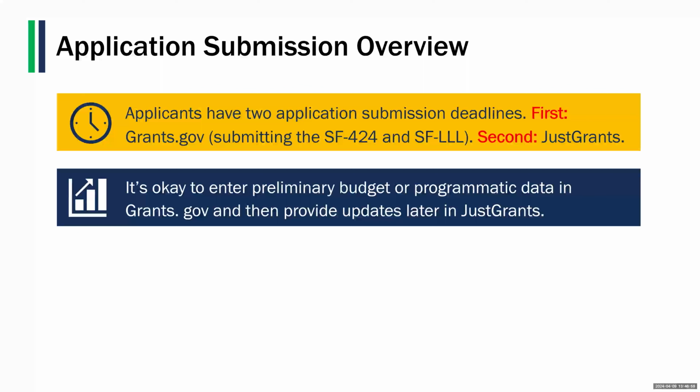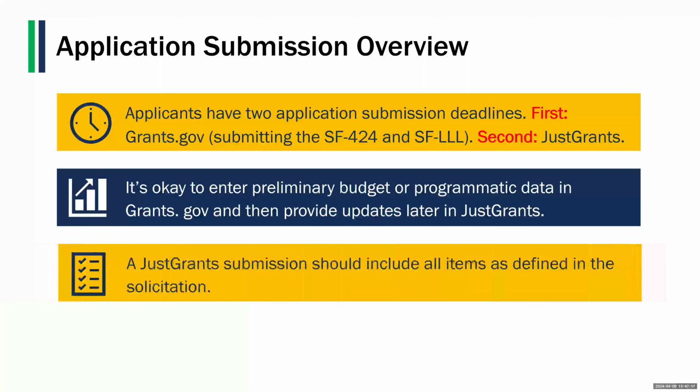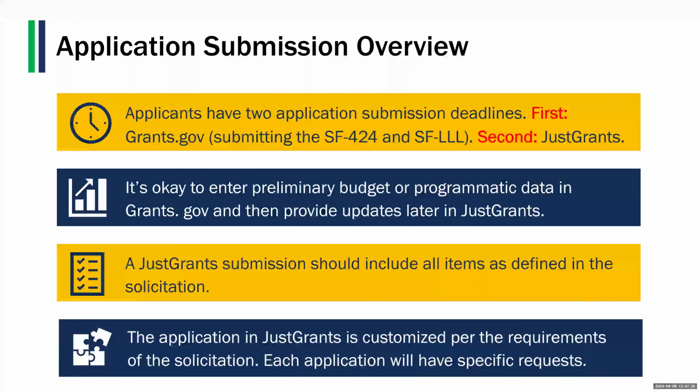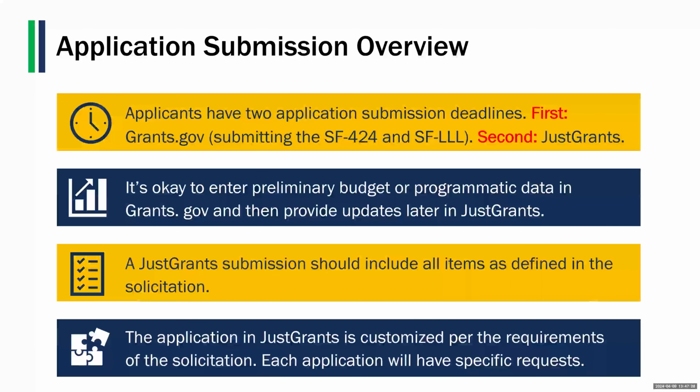All right. So we say that it's great to submit early to make sure that you're getting everything in. It is okay to enter preliminary information in grants.gov if you haven't fully determined your budget or your project scope. You can edit or update it later in Just Grants, right? Now, all items requested in the solicitation for an application submission have to be in your application when it is submitted from Just Grants. And lastly, your applications are customized based on the requirements of the solicitation.